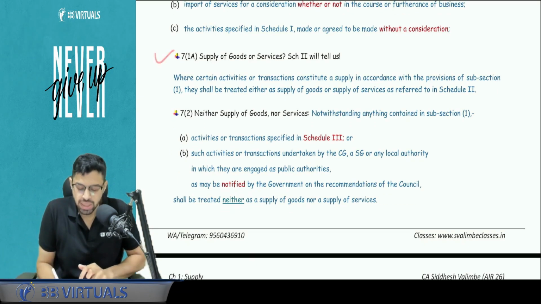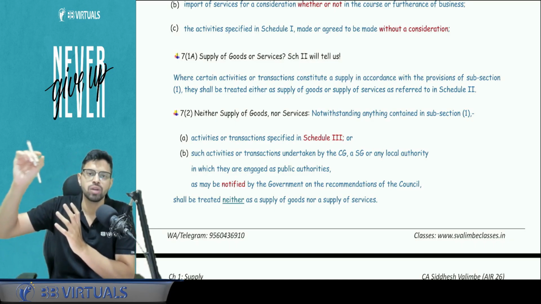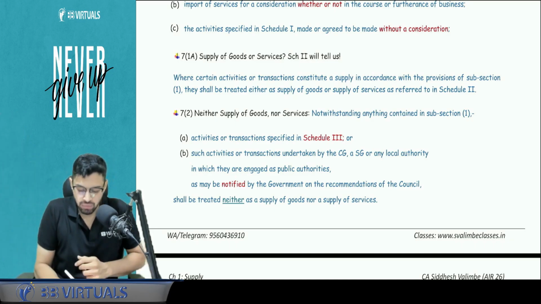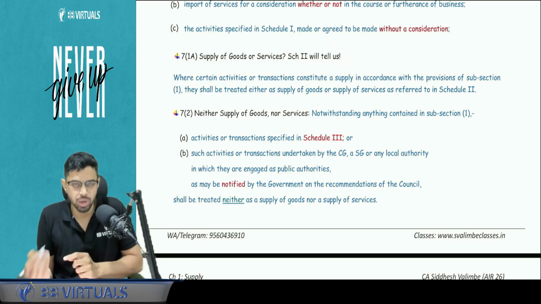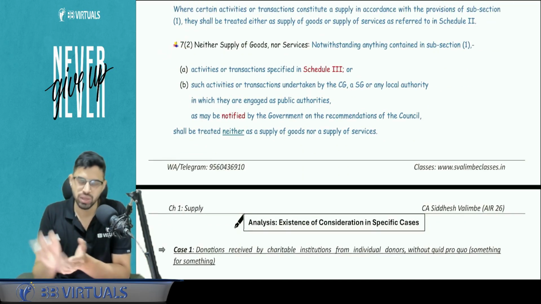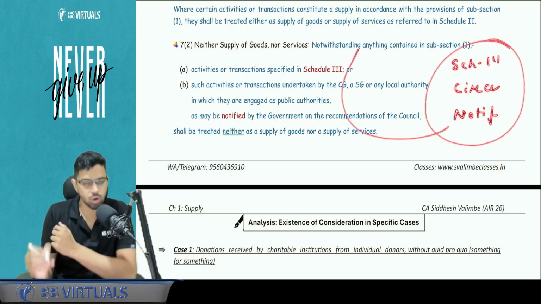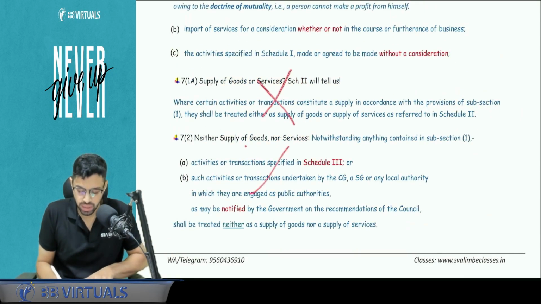7.1a is nothing. It will just give validity to Schedule number 2. Generally, schedules always have some kind of a legal reference in the section. So 7.1a gives that particular reference to Schedule number 2, whether it is goods or services. 7.2 talks about what is neither goods nor services, so there we will cover Schedule number 3, a circular, and a notification. So 3 things will be covered with respect to not a supply. So you don't have to learn 7.1a and 7.2.